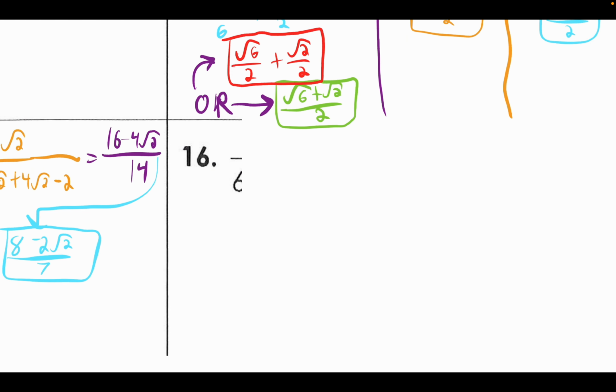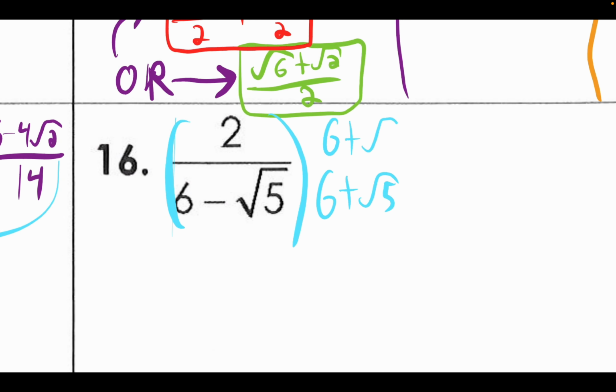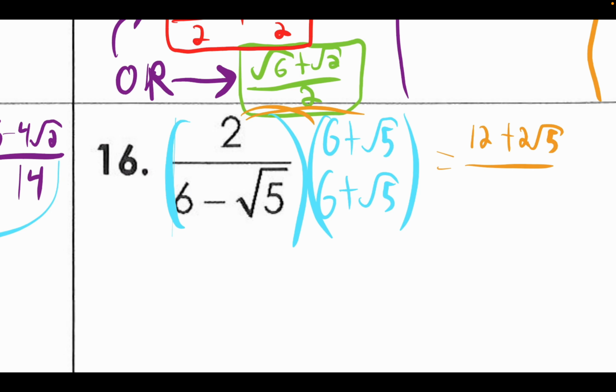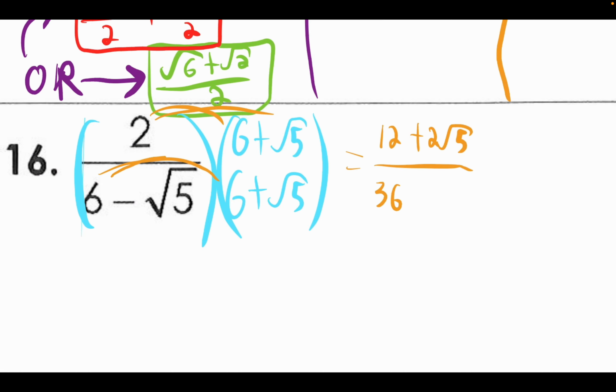On to number 16, our conjugate that we'd multiply by is the same as the bottom. The middle sign changes. So 6 plus the square root 5. So as we do this, we do 2 times 6 and 2 times the square root of 5. So we get 12 plus 2 times square root of 5 over 6 times 6, 36. 6 times the square root of 5, 6 square root of 5. Negative square root of 5 times 6, negative 6 square root of 5. Negative square root of 5 times square root of 5 is just negative 5.